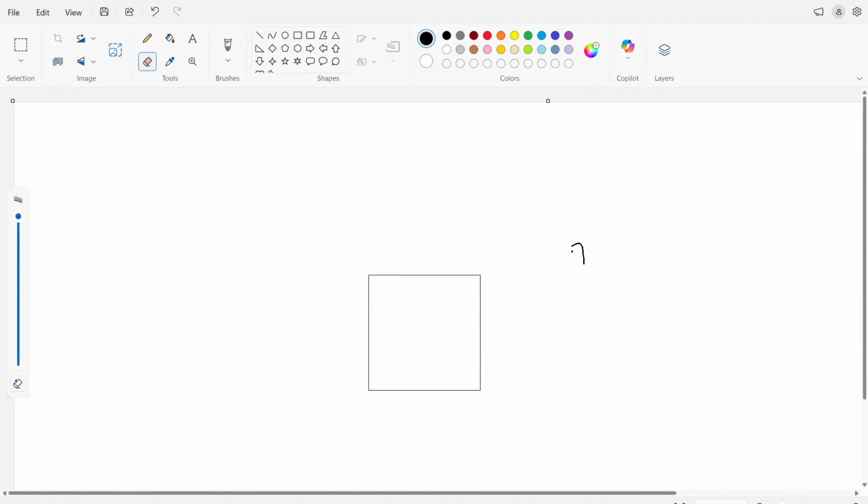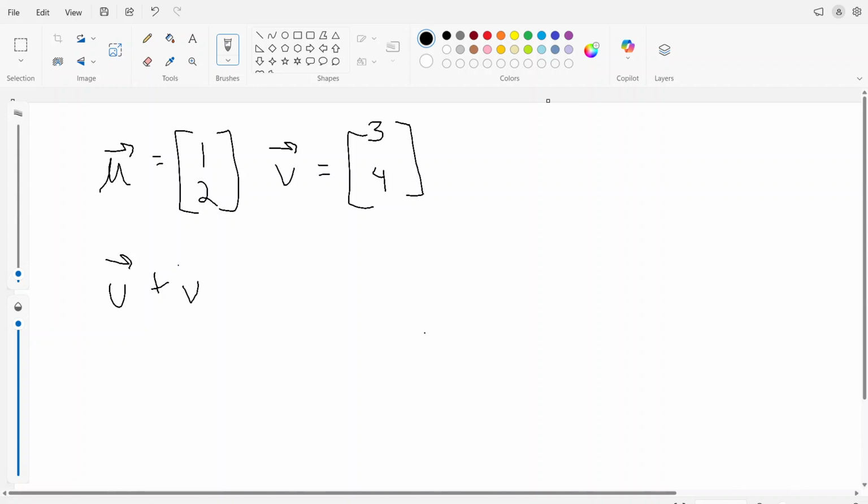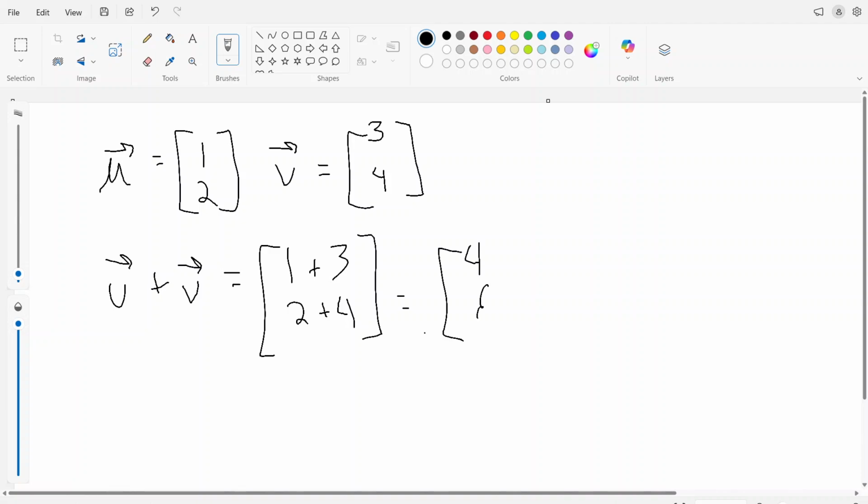The second thing I want to go through in linear algebra is vector addition. You can add vectors by adding the matching components. So say, for example, we have vector u equals 1, 2, and vector v equals 3, 4. Then vector u plus vector v equals, matching the components, 1 plus 3 and 2 plus 4. So the answer would be 4, 6. This is the same as the matrix addition that we have already gone through.